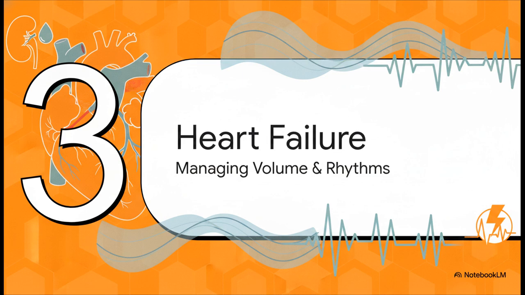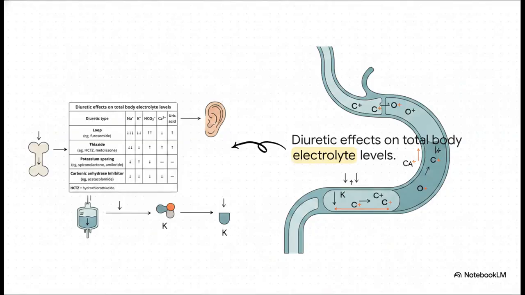All right, Section 3, heart failure and diuretics, specifically managing volume and rhythms. When we treat volume overload with loop diuretics, we're definitely going to see some electrolyte shifts. Loops cause hypokalemia and volume depletion, but they also drop calcium levels, which ties into their risk of ototoxicity. Thiazides, on the other hand, also drop potassium and can cause hyponatremia and hyperglycemia, but they actually retain calcium. That distinction is a super high-yield way to differentiate causes of hypercalcemia versus hypocalcemia.